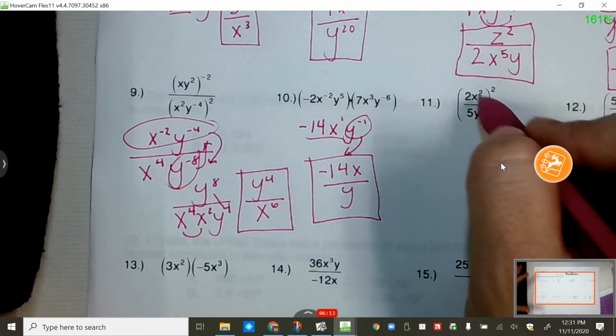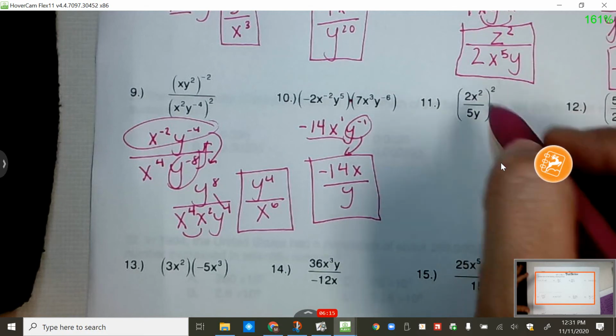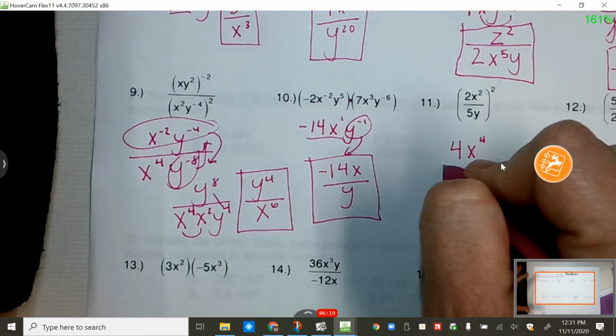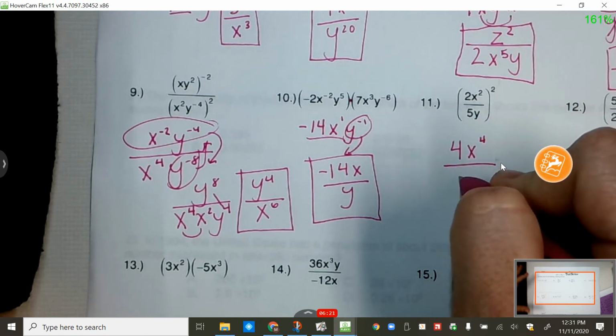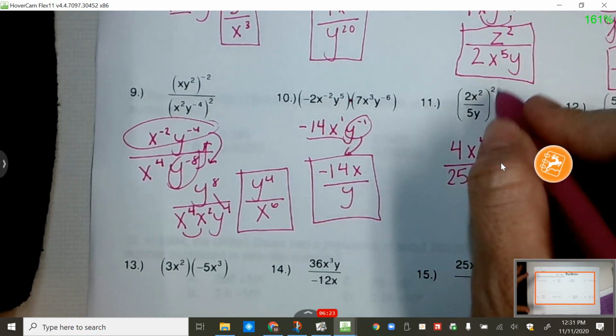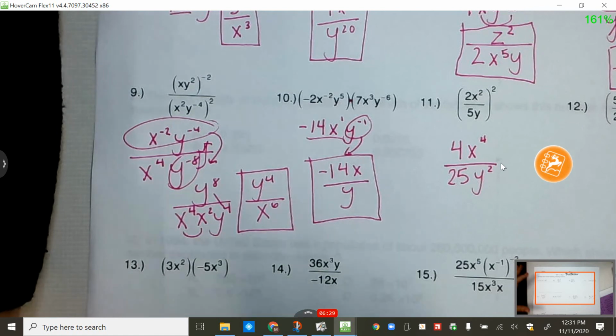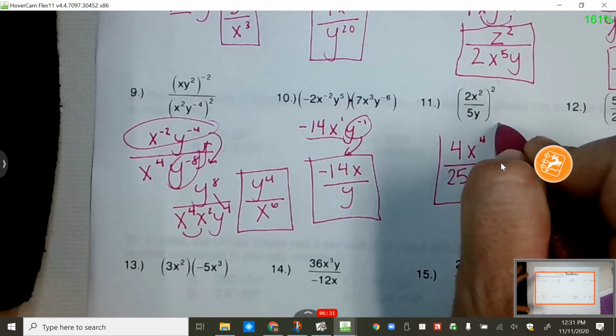Okay, this whole thing needs to be squared, everything, top and bottom. So 2 squared is 4, x squared squared is x to the 4th power, y squared, 5 squared is 25, y squared is y squared. Okay, 4 over 25 does not simplify, and x to the 4 over y squared does not simplify.